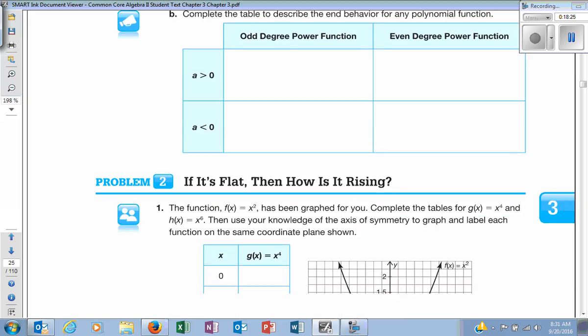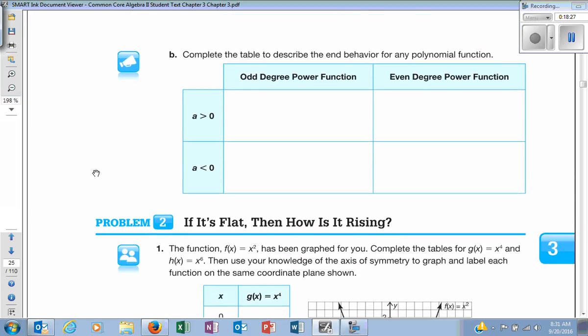So let's talk about this. This is going to be something we need to make sure we understand, this end behavior graph. Do you remember our function looks like this? A, x, n. A is referring to this right here.